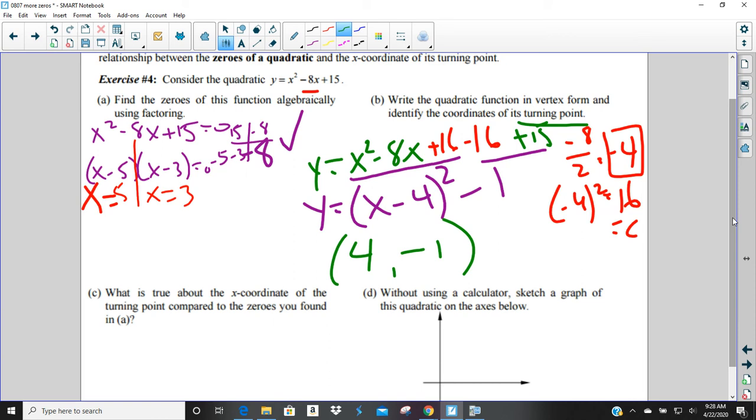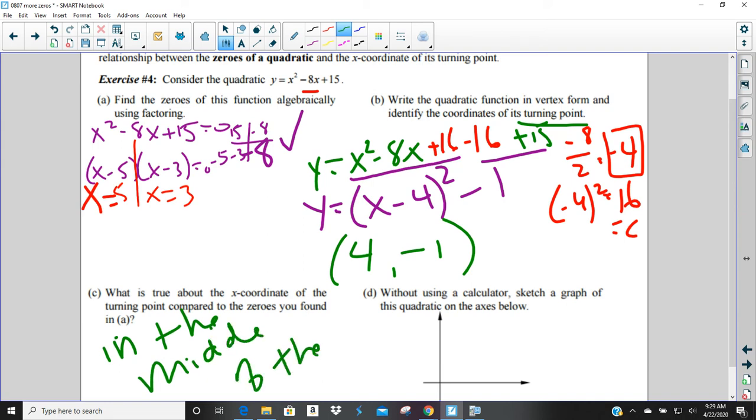It's in the middle. So in order to find what the turning point was, we can take the zeros, 5 plus 3, and divide by 2, and we get 4. Now, obviously, these numbers are easy, but on the next problem, you're going to have to probably do that in order to confirm your answer. So it's in the middle of the zeros.